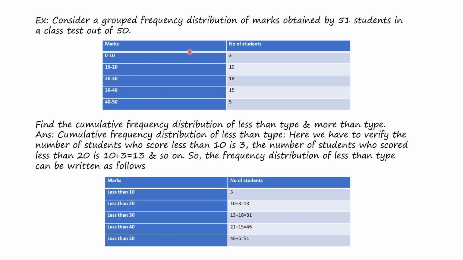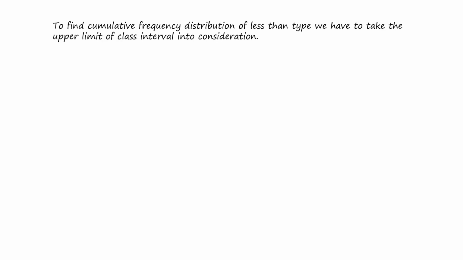So the frequency distribution of less than type can be written as follows. That means for less than 10 it is 3, less than 20 is 10 plus 3, which is 13, less than 30 is 13 plus 18 equals 31, less than 40 it is 31 plus 15, which is equal to 46, less than 50 it is 46 plus 5, which is equal to 51. That means whenever we are considering the frequency distribution of less than type, we have to consider the upper limit of the class interval. To find the cumulative frequency distribution of less than type, we have to take the upper limit of the class interval into consideration.